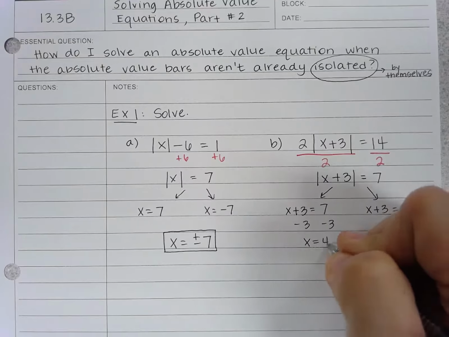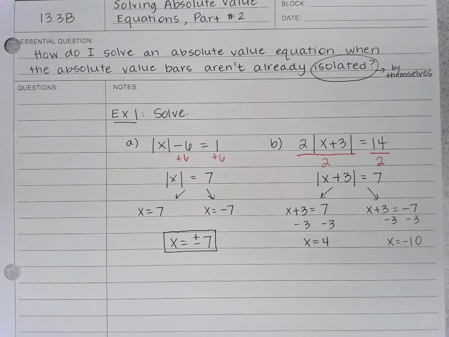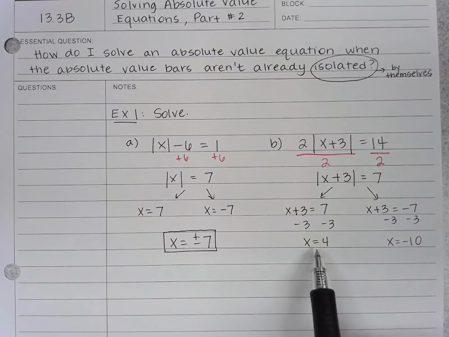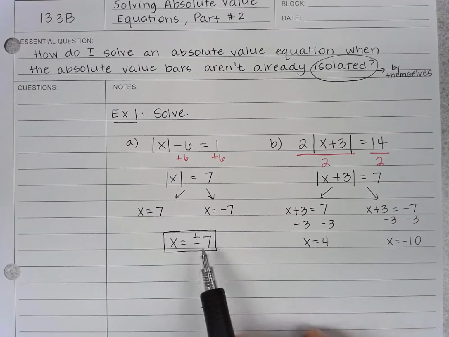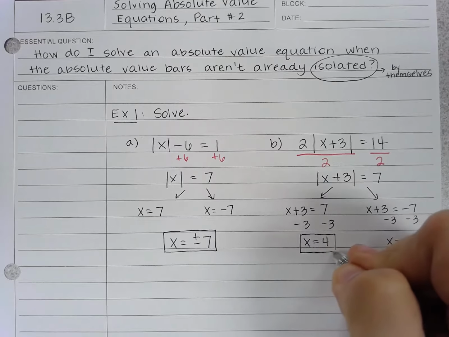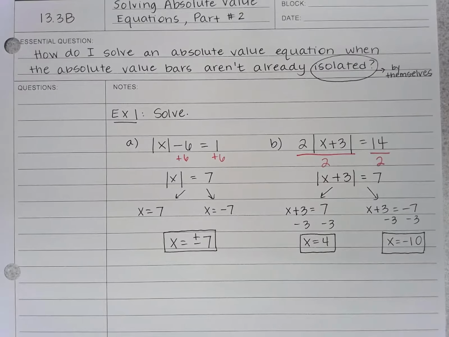On this side, I'll get x equals 4. And then on this side, I'll get x equals negative 10. So I'm still getting 2 answers to the question. I could put a box around this one and put a box around this one. I could write them with a comma. I just can't write them like this, because it's not plus or minus of the same number. One of them's a 4 and one of them's a 10. But it's okay to box your answers separately for these, or you can box them together. So either way, it's fine.